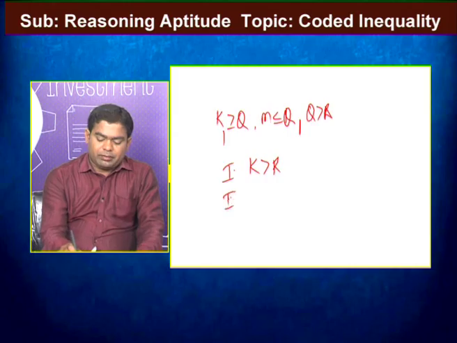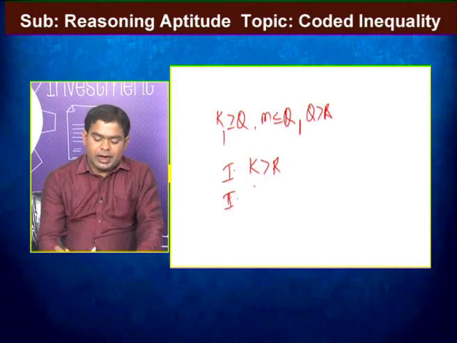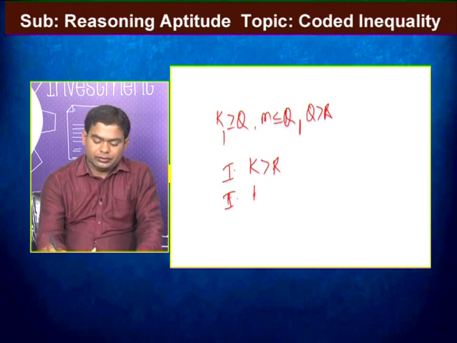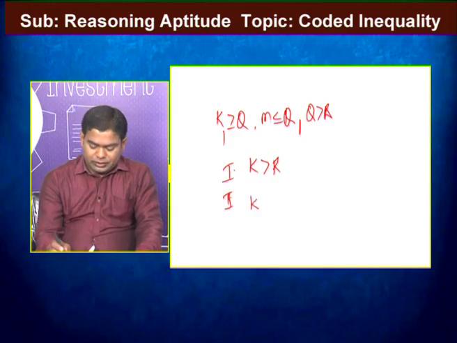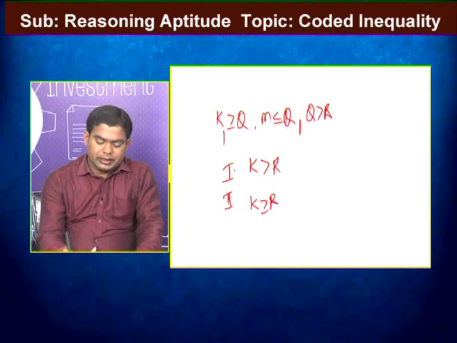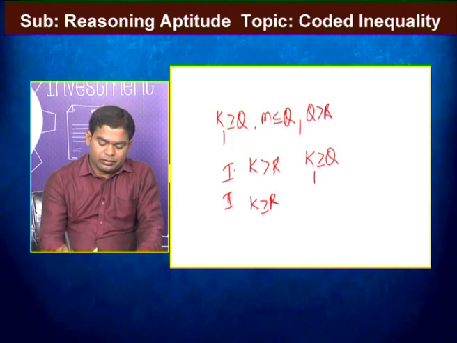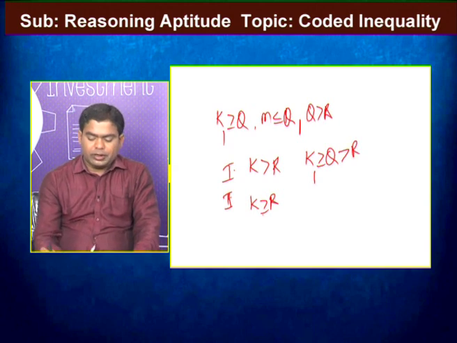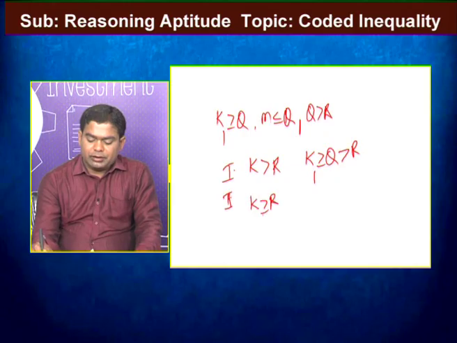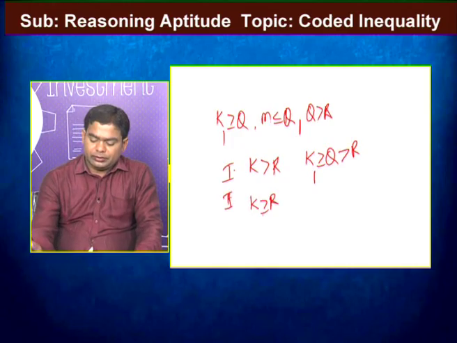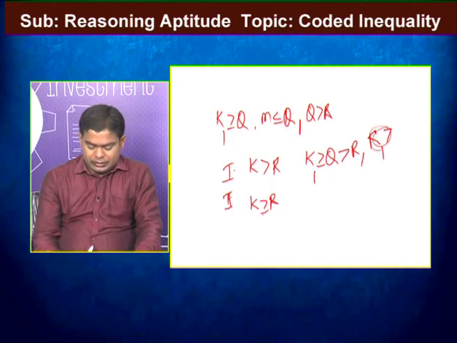So apply the inequalities for the given conclusions. Here the given conclusion is K hash R, hash is denoted greater than, K greater than R. Conclusion 2 is K exclamatory symbol R, exclamatory is greater than or equal to, K greater than or equal to R. So here the statement is K greater than or equal to Q, Q greater than R, and M percentage Q.